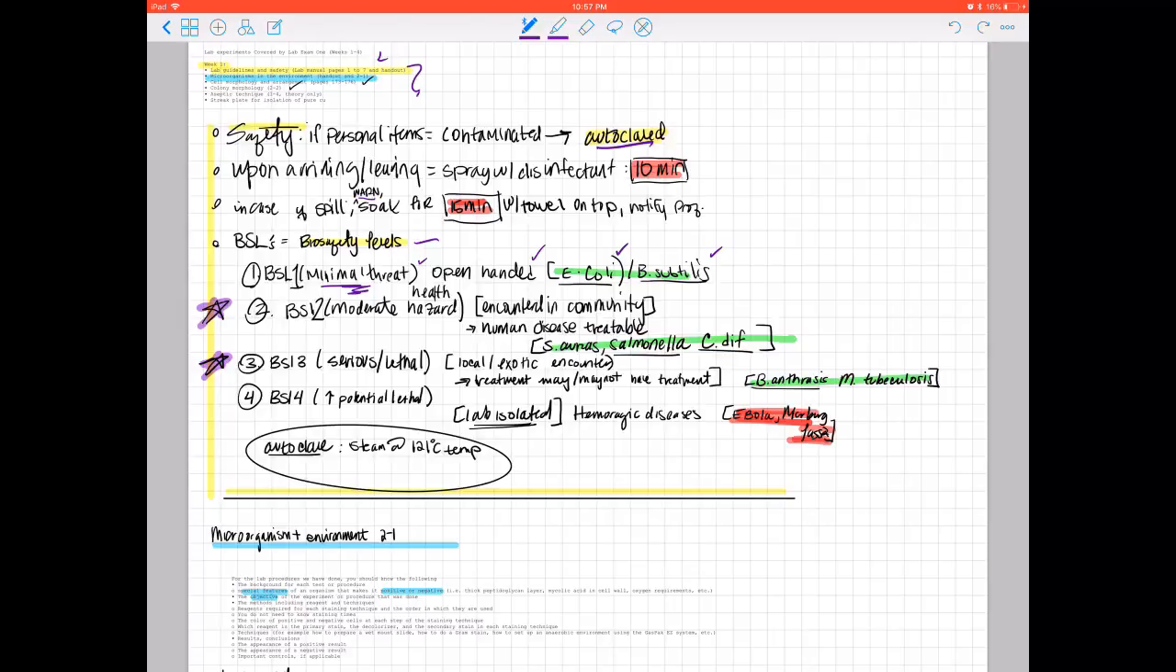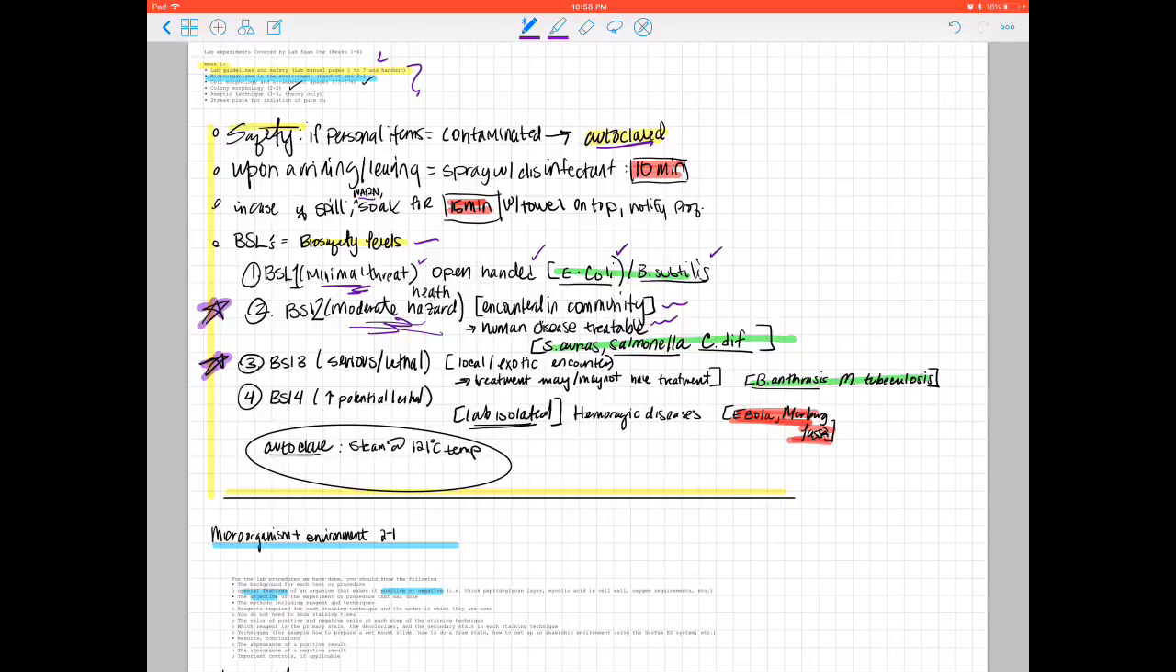So when it comes to BSL 2, it's a moderate hazard, okay? This is bacteria that's encountered in the community or in the environment. They may cause human diseases, but they're pretty much treatable. So we have Salmonella, C. diff, and Staph aureus. Those are the organisms that are associated with this biosafety level, and that's what you want to focus on. I think the main term is moderate hazard encountered in the community.